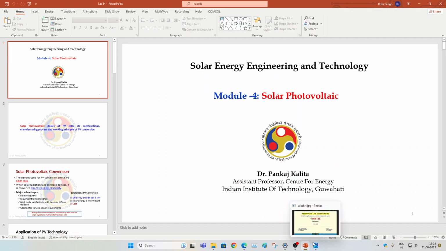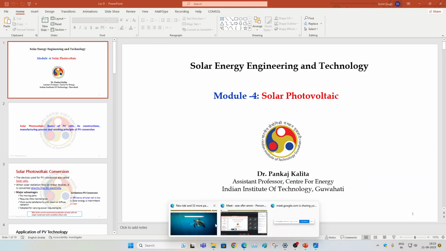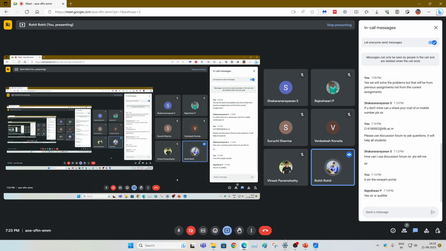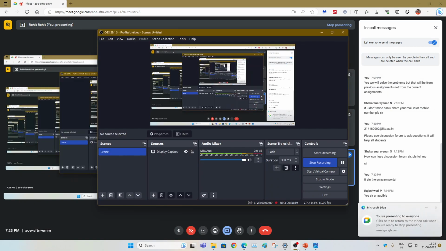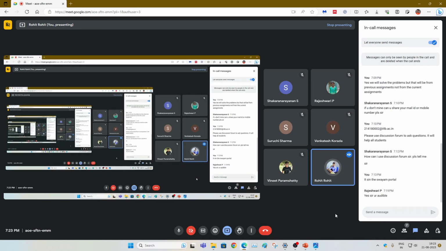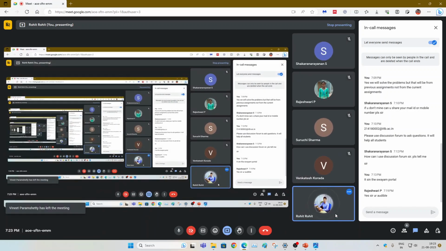Okay, so for those who joined just now, we are discussing the concepts of solar photovoltaic. Solar photovoltaic devices are energy conversion devices that take energy from the sun in the form of light and convert it to electricity. It converts directly to electricity. No intermediate conversion steps are there.